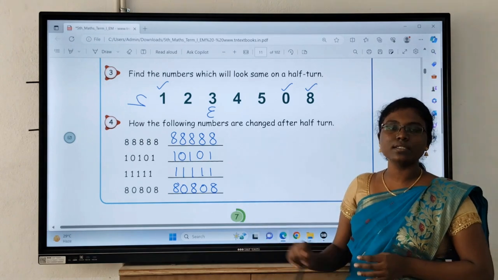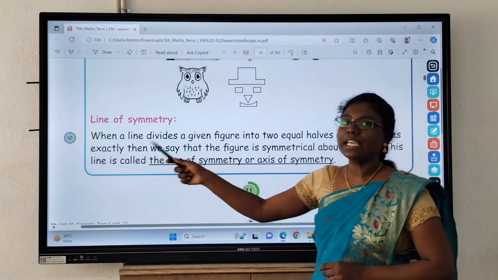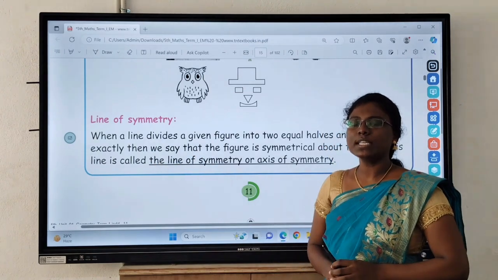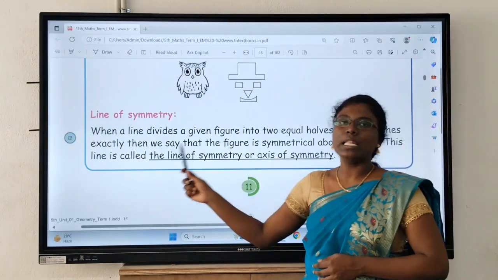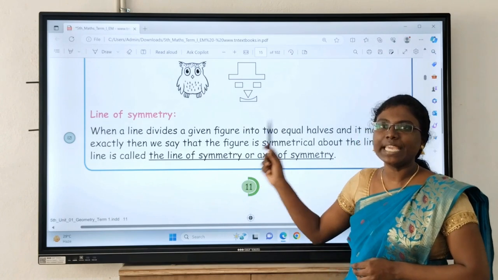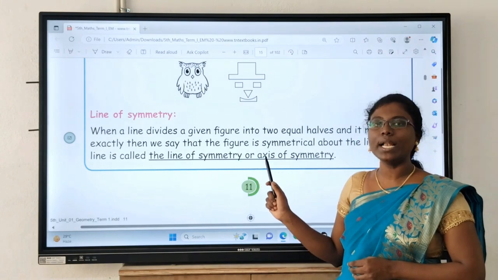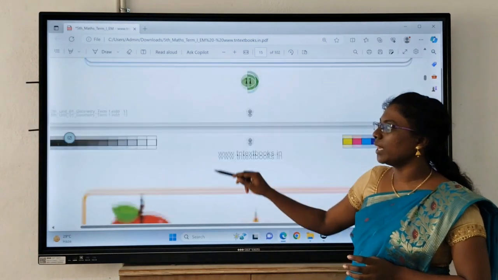So these are the answers for this question. The next topic is lines of symmetry. What does lines of symmetry mean? A line that divides an object into two equal halves is called a line of symmetry. I will show you an example.